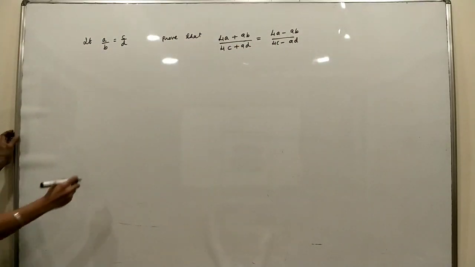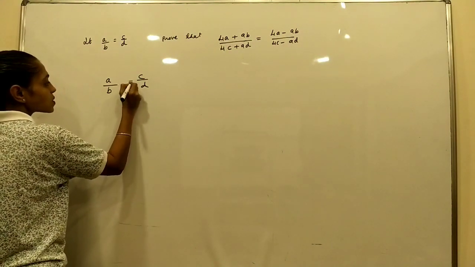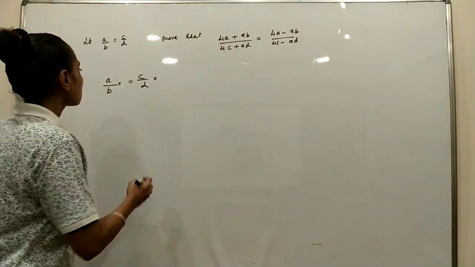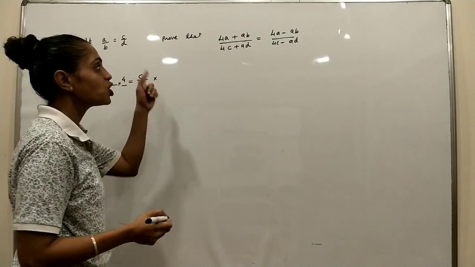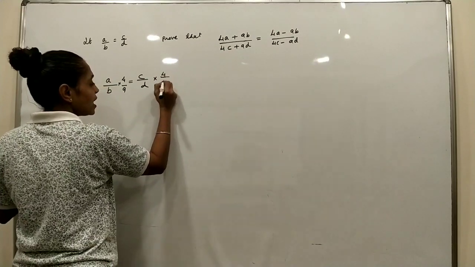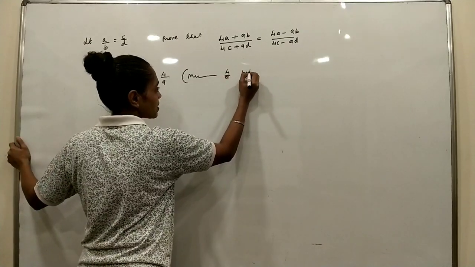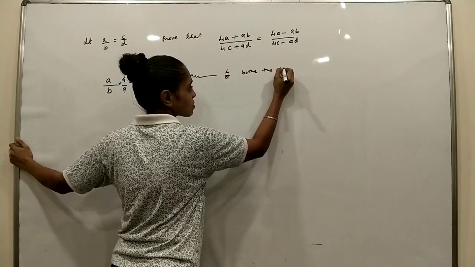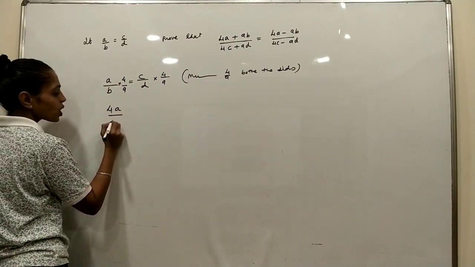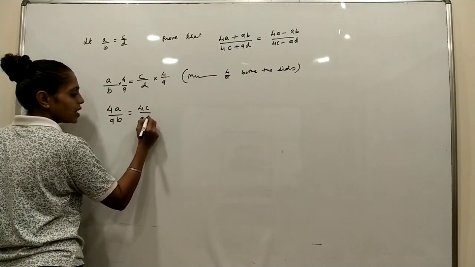Okay. So a upon b equal to c upon d. Multiply by what I want. The coefficient of a is 4 and the coefficient of b is 9, and for c it is 4 and d is 9. Multiplying 4 by 9 on both the sides, what do I get? 4a upon 9b, 4c upon 9d.